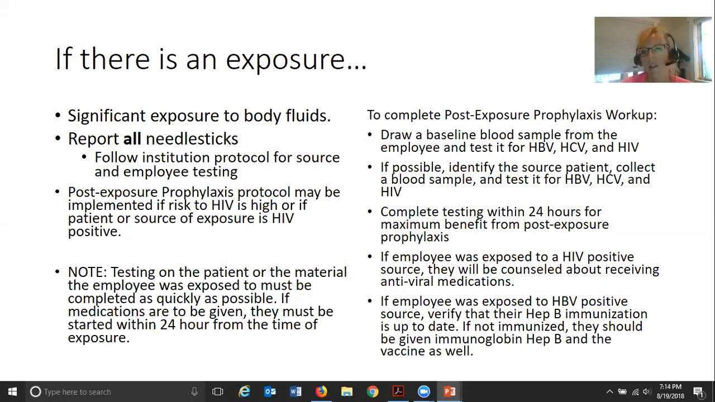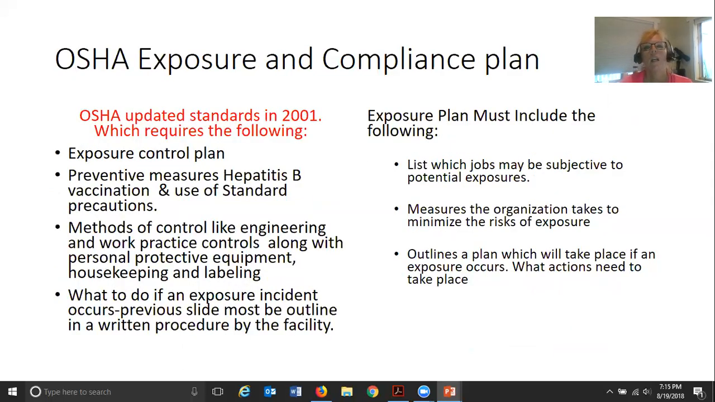All that testing needs to be done within 24 hours, and if the HIV is positive on the patient, you'll be counseled about receiving medication. If the patient was hepatitis B positive, we're going to go back and verify that your immunization is up to date, and you may receive an extra injection of immune globulin.